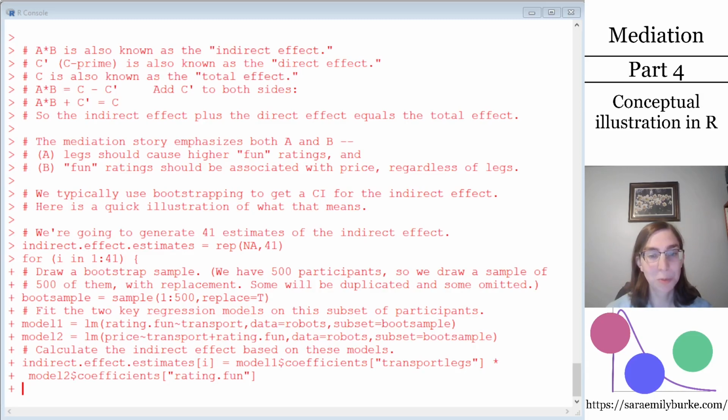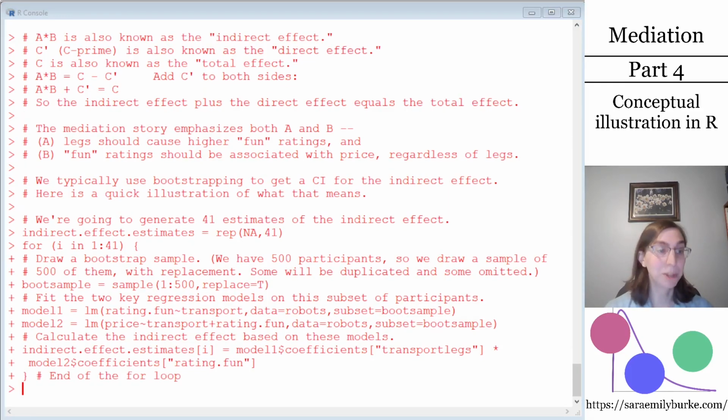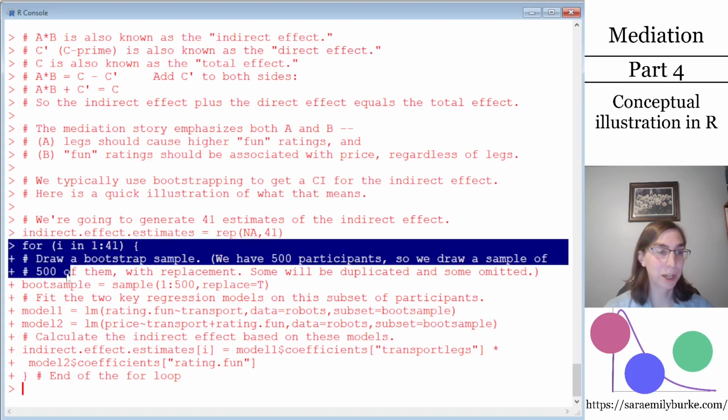So I'm retrieving the transport leg slope from Model 1 and the rating.fun slope from Model 2, multiplying them together and assigning the result to the ith element of the indirect effect estimates vector. And finally, I end the for loop. And this is the point where all of this code executes.